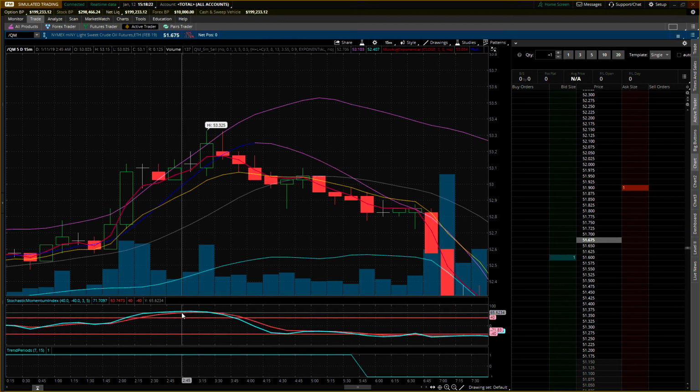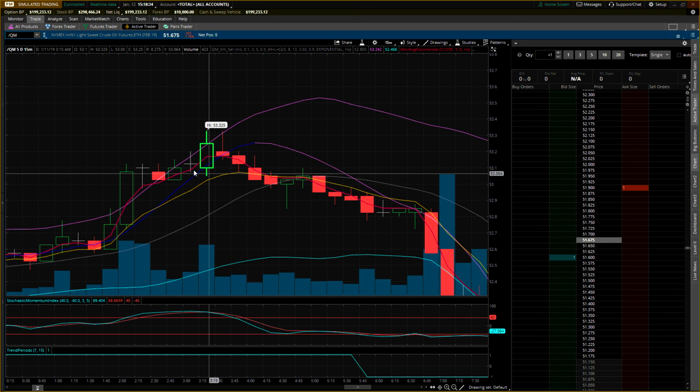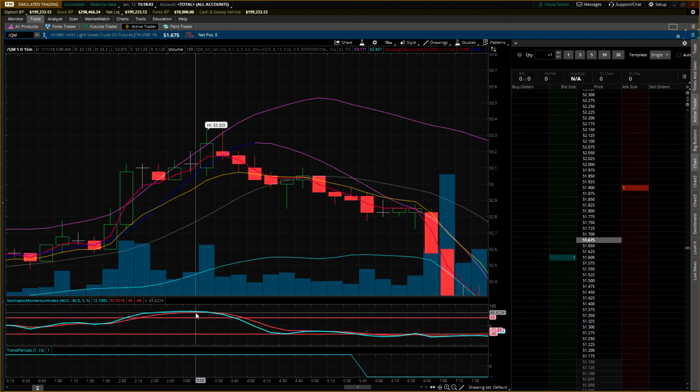So if the momentum is above the red line, like it is right here at this point, that suggests it's overbought. That this particular oil futures is overbought. If it's below this red line, that means it's oversold. So it's really important to understand that we want the momentum to also be in our favor.